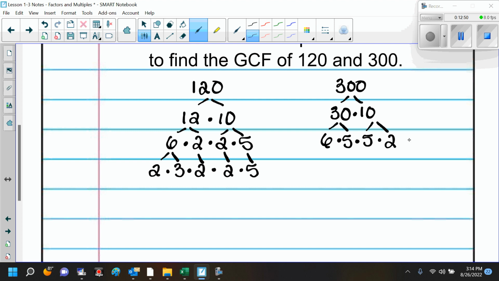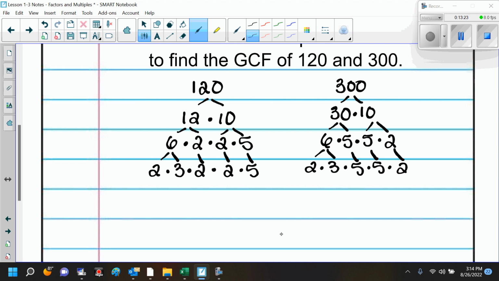Okay? Are those prime? All except for 6. So we need to break down the 6 to, very good. And then don't forget to bring down the 5, and then bring down that 5, and then bring down that 2. Are those all prime? Yeah. So that is the prime factorization for 300. You with me? You good? All right. So now we need to organize it in lists.